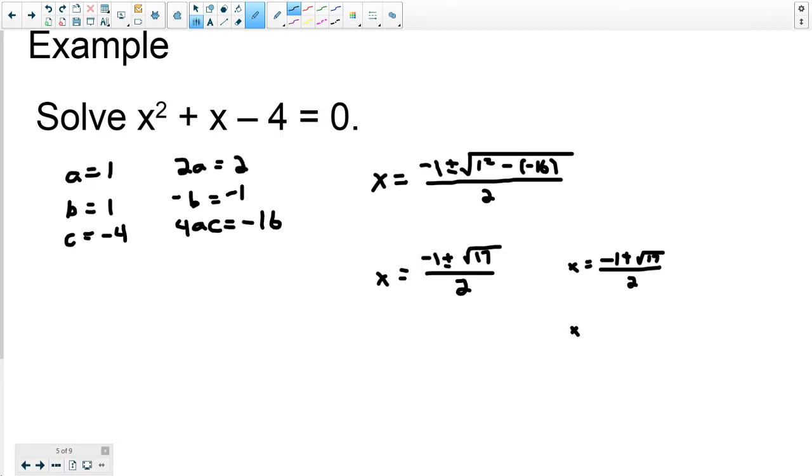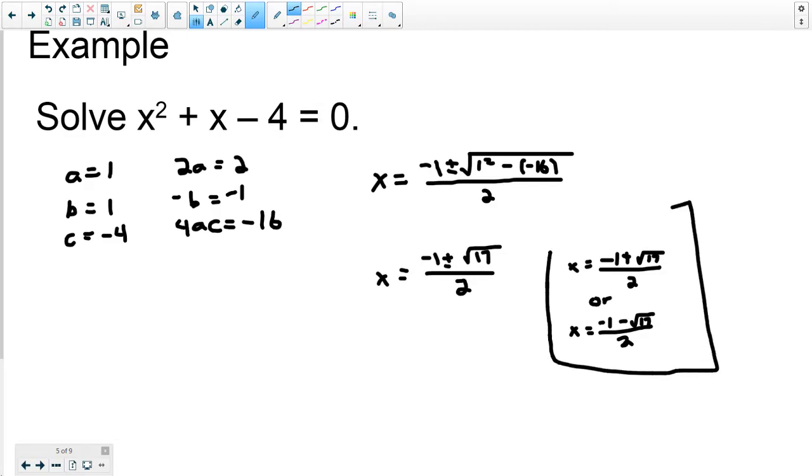And then I'm going to do x is equal to the negative version, negative 1 minus the square root of 17 over 2. And there's an "or" between the two of them, and that's my two answers. So here are the two answers for this quadratic equation: negative 1 plus the square root of 17 over 2, or negative 1 minus the square root of 17 over 2.